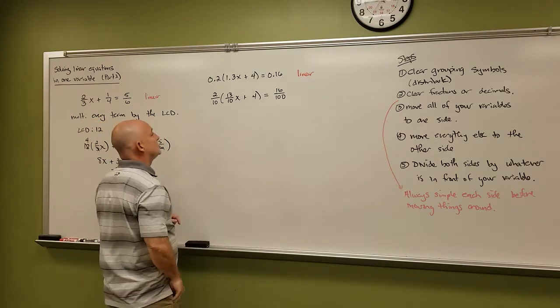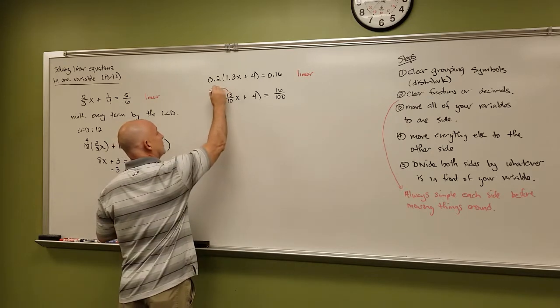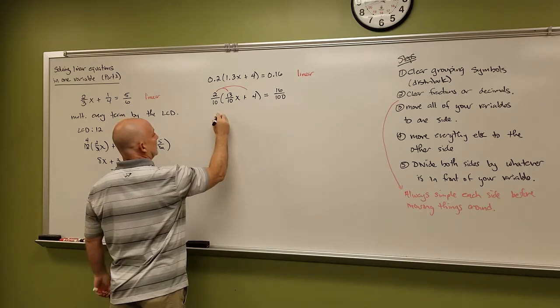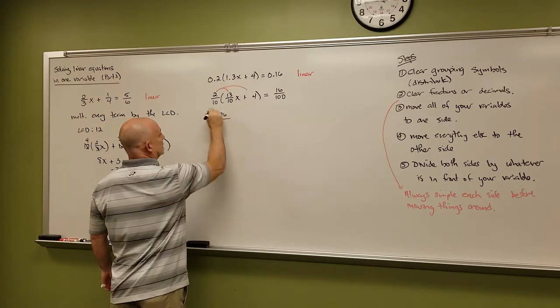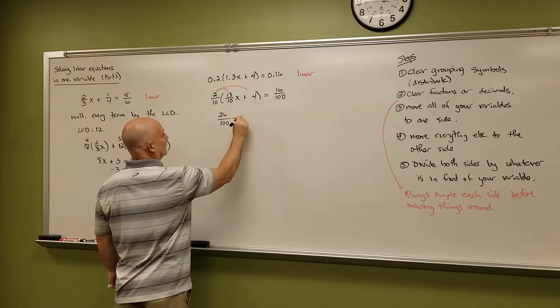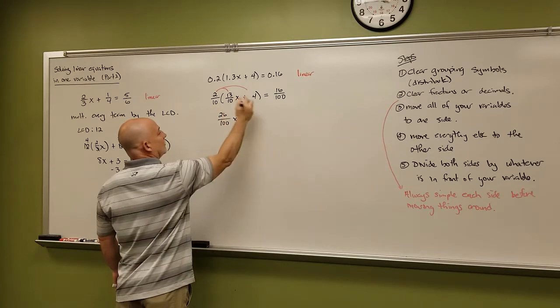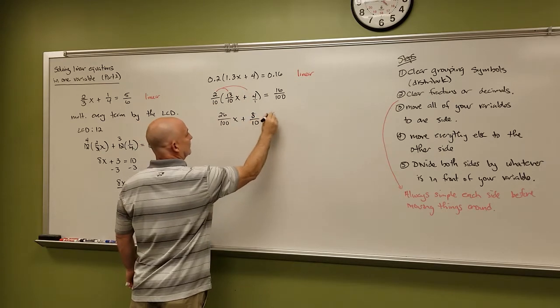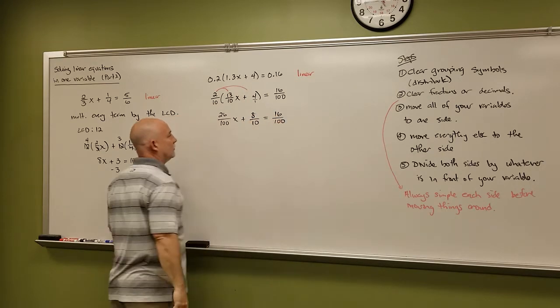So if we distribute the 2/10, remember you just multiply fractions straight across. So 2 times 13 would be 26. 10 times 10 is 100, those are x's, plus, remember that's a 4 over 1, so 2 times 4 is 8 tenths is equal to 16/100.